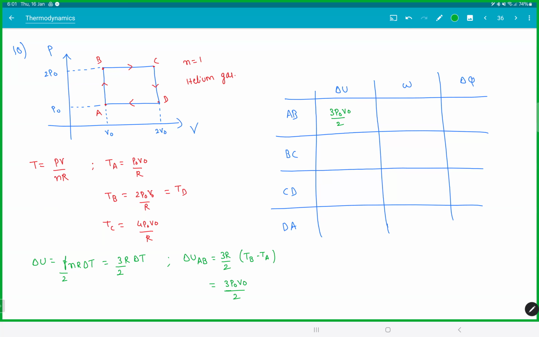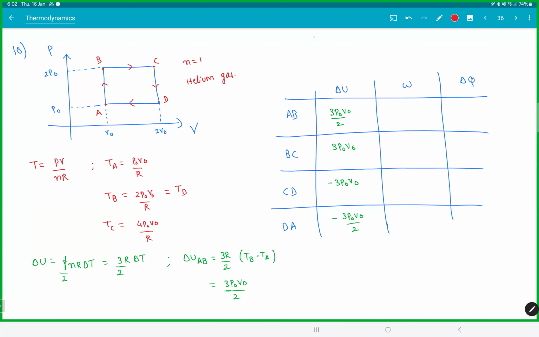Similarly, I can do between B and C. That would be 3 P naught V naught. Then I can do between D and C. That would be minus 3 P naught V naught. Then I can do between D and A. That would be minus 3 P naught V naught by 2. Check. And you will notice something here. If I add all this, I should get 0. Obviously, in a cyclic process, if you come back to the same state, your initial and final temperatures are same. Delta U will be 0. So that is one way to check.